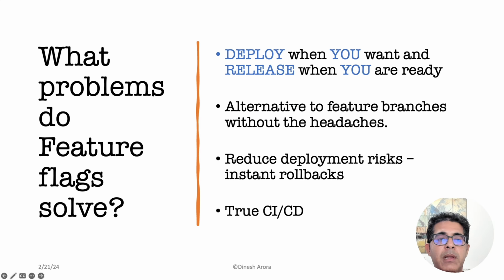So what is the primary problem that feature flag is solving? Feature flags allow you to deploy your code when you want and release when you are ready. So what that means is you can deploy your code but not show it to your customers until you are done with all of the changes.